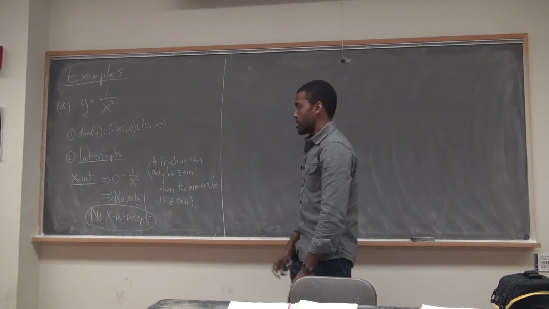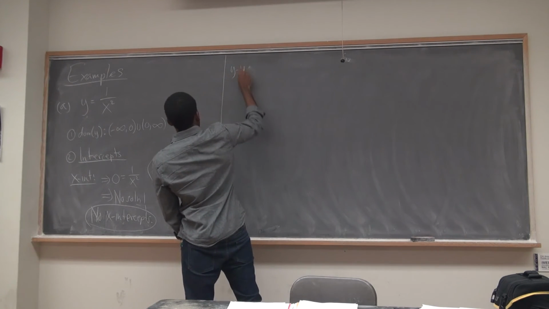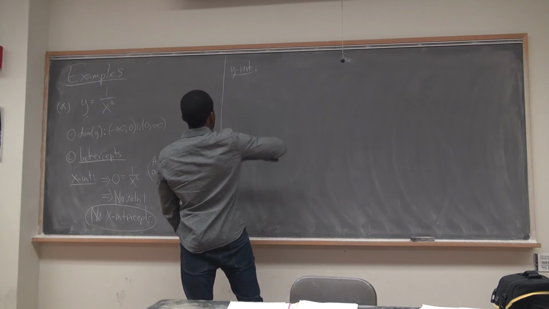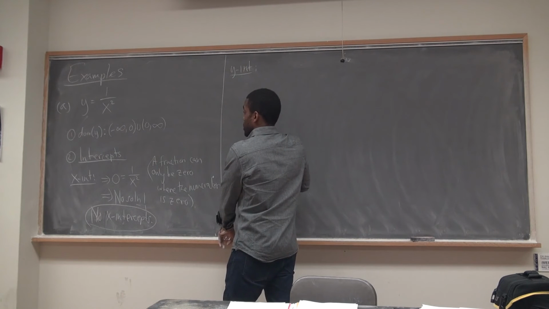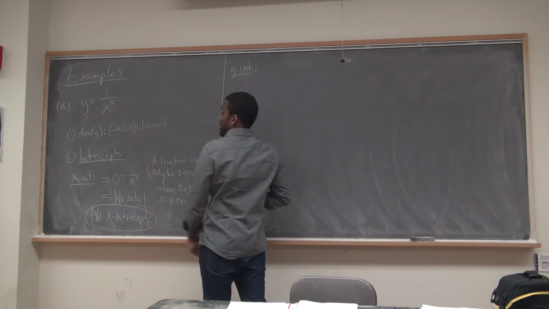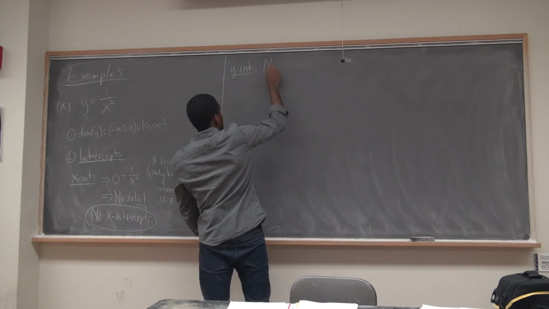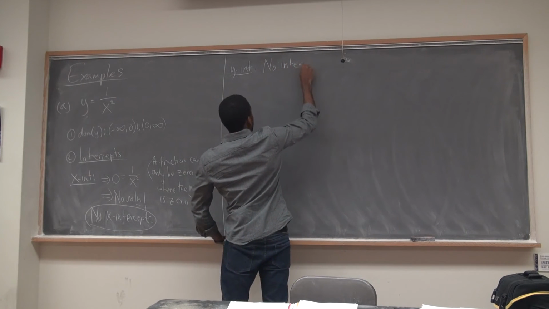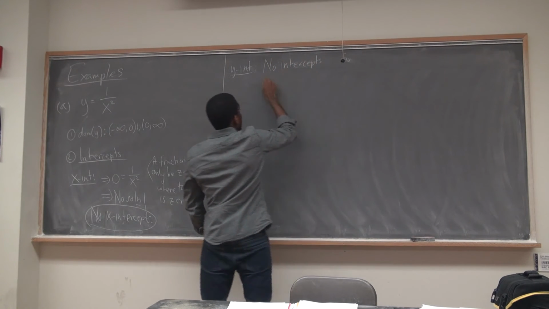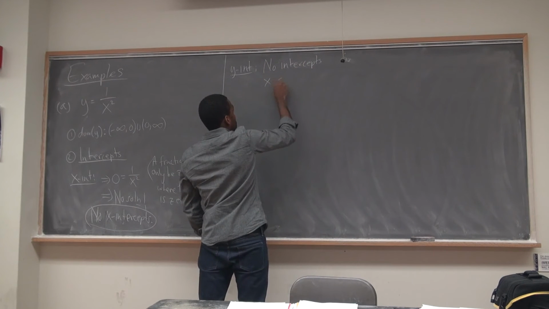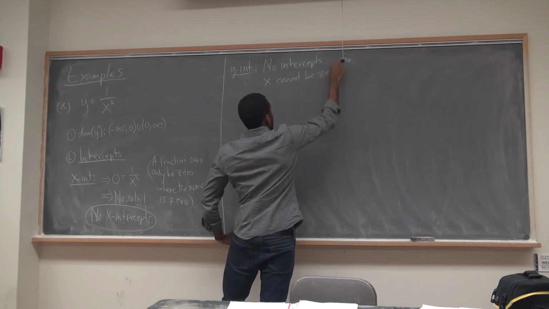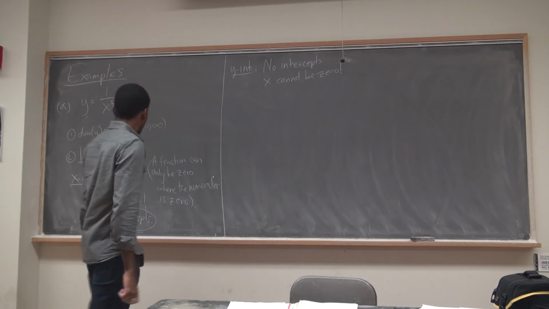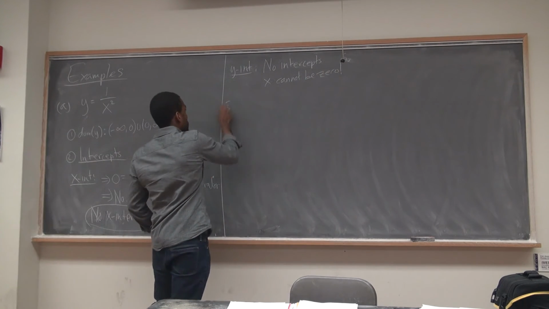So there are no x-intercepts. Now we look for the y-intercept. How do we look for the y-intercept? Plug 0 in for x. But guess what? We cannot do that. x cannot be 0. So no y-intercepts. Okay, so that's nice. Step 3.